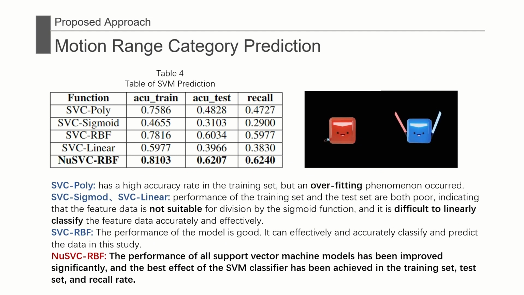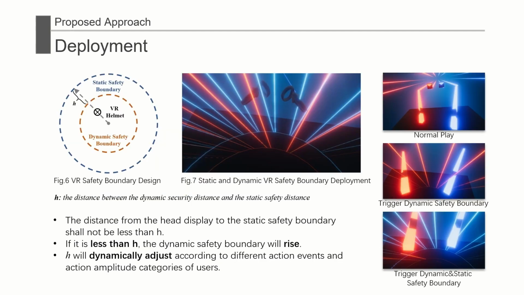Then we use support vector machines to train and predict the dataset. The accuracy of the training set and test set trained by the NuSVC model is the highest among all models, and the performance of the SVC model using the radial basis kernel function is also better, indicating that the RBF kernel function can perform a high-dimensional mapping of support vector machines.